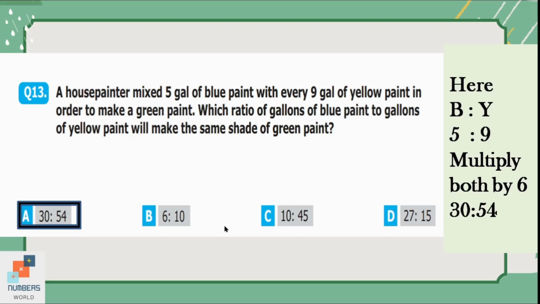If we look at the other options, we cannot get 6 and 27 by multiplying any number with 5 because 6 and 27 do not come in the table of 5. So option B and D are incorrect. 5 2s are 10 but 9 2s are 18, not 45. So option C is also incorrect. So only option A is the correct one. The ratio of blue paint to yellow paint is 30:54.